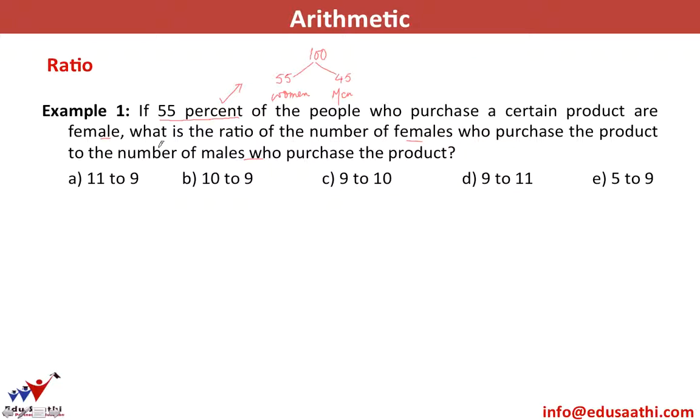So the question is asking me the ratio of the number of females who buy the product to the number of males. Now the ratio is always in a simplified form. I can cut out the common factors. It will be 5 into 11 over 5 into 9. So my answer becomes 11 is to 9. That is the answer to this question.